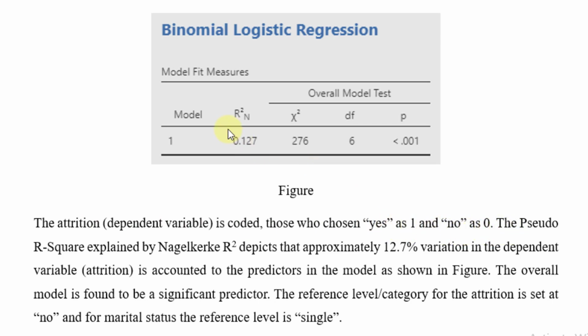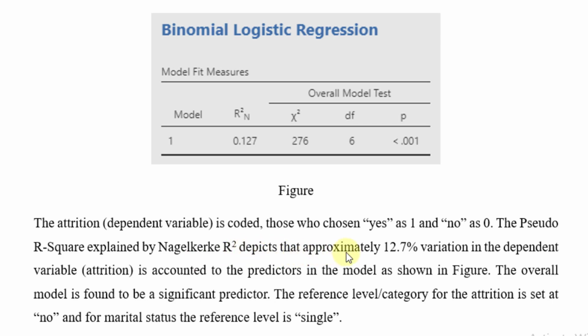We got our R-square value, the pseudo R-square. It doesn't resemble the R-square or adjusted R-square that I have discussed in the simple regression analysis or in the multiple regression analysis. It's somehow approximate. So you will write here the pseudo R-square explained by Nagelkerke R-square, and also you can do it by Cox and Snell R-square.